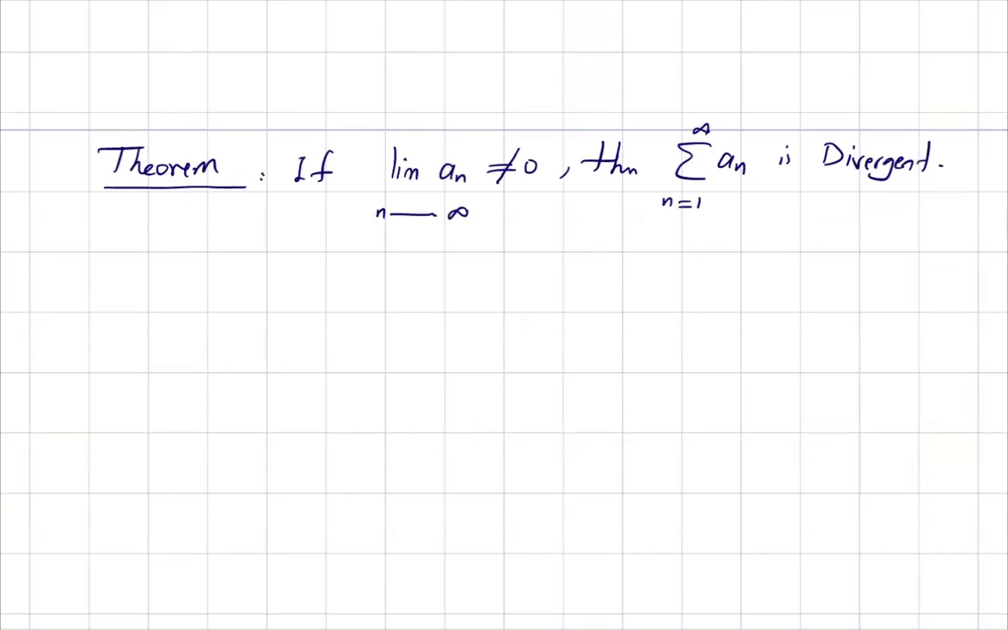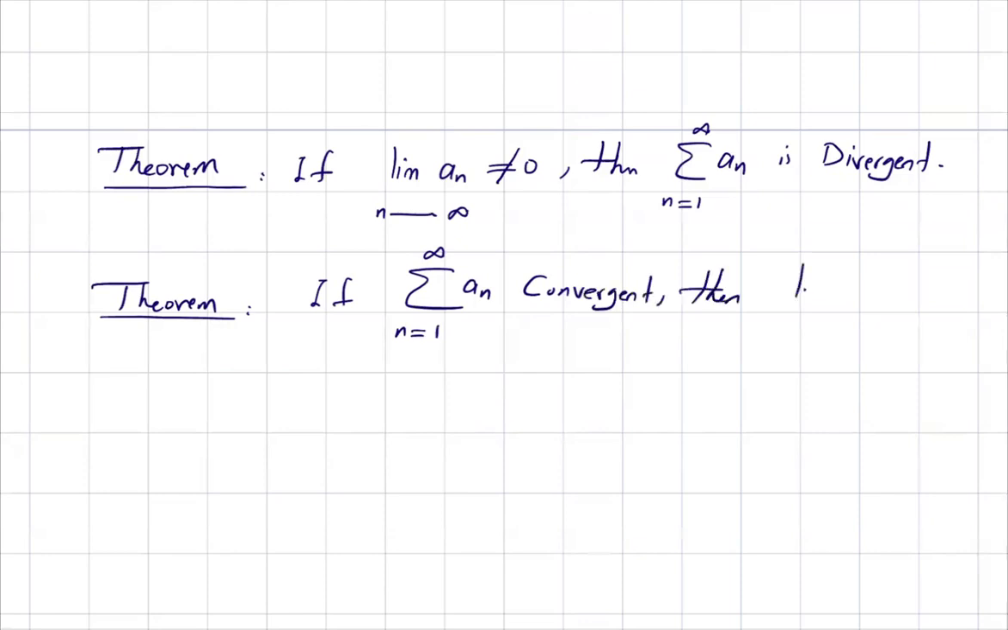And also, if the series the summation of an, starting from 1 going to infinity, is convergent, then the limit of the general term as n goes to infinity must be equal to 0.